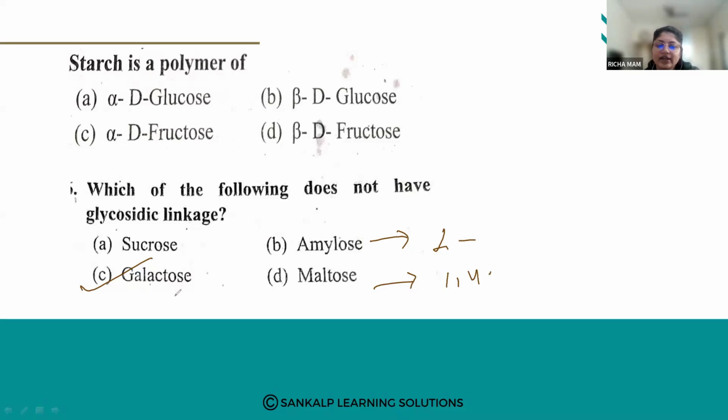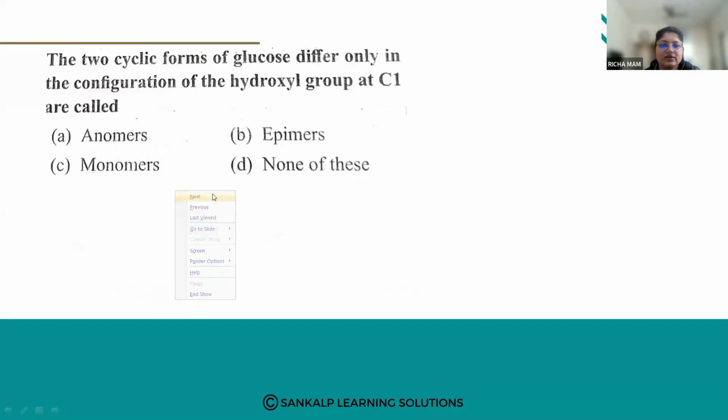Glucose also, and galactose. In galactose, there is no glycosidic linkage. How is the glycosidic linkage formed? One sugar is joined with another sugar. In galactose, there is no glycosidic linkage. So our answer is C. Next question.